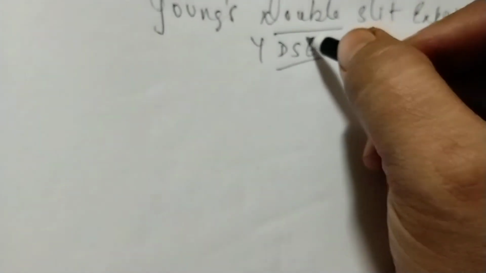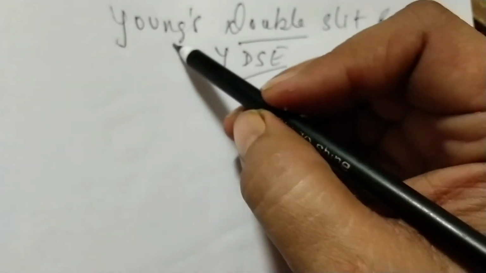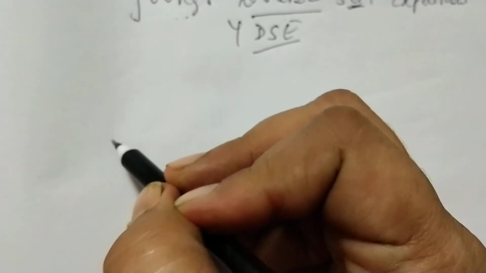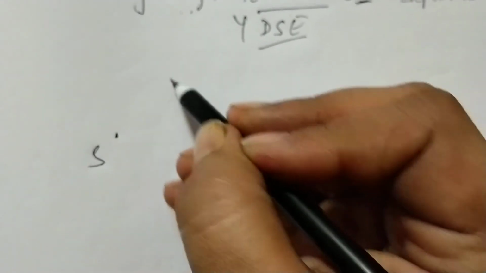Now, we have already done interference in the last class. Young was the name of the scientist, and in the double slit experiment we need two slits here. So let us first see the diagram. This is your parent source, and we will have two slits.